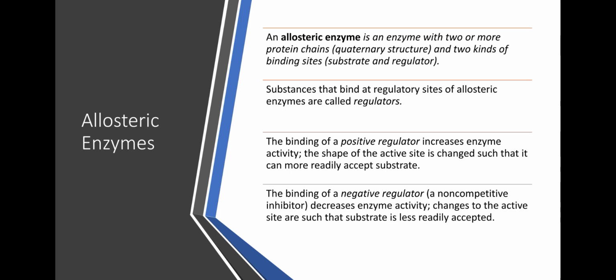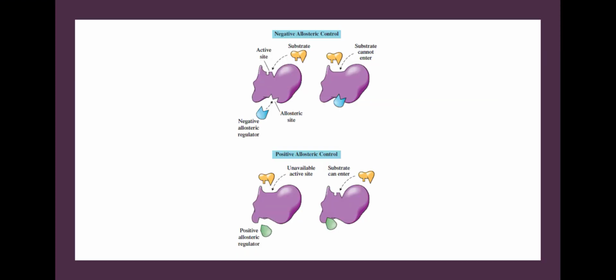The binding of a positive regulator increases enzyme activity. The shape of the active site is changed such that it can more readily accept substrate, while the binding of a negative regulator decreases its activity. Changes to the active site are such that substrate is less readily accepted. Let us see the illustration of a positive and negative regulation. As you can see, when a negative regulator attaches to the site, the shape is being changed.